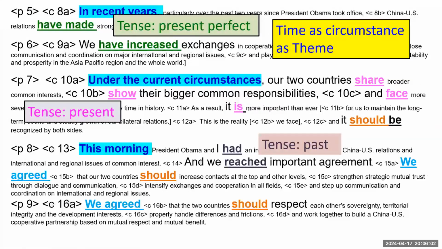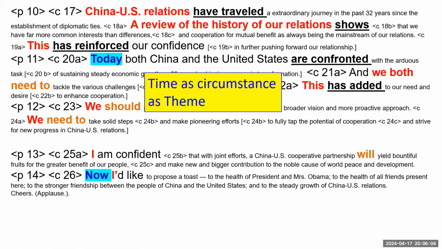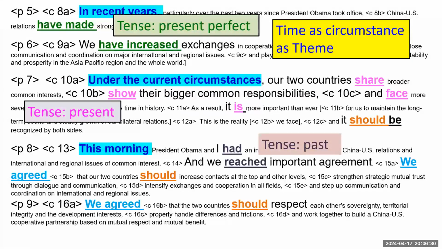There was another thing that I pointed out, and that was that when you do have something like "today," then what do you expect to be the tense? In a paragraph that begins with "today," you would expect it to be present tense, right? "Are confronted, has added." But when it shifts to "in recent years," well, then it would be the present perfect.